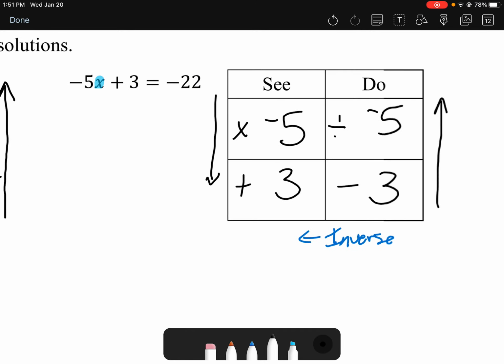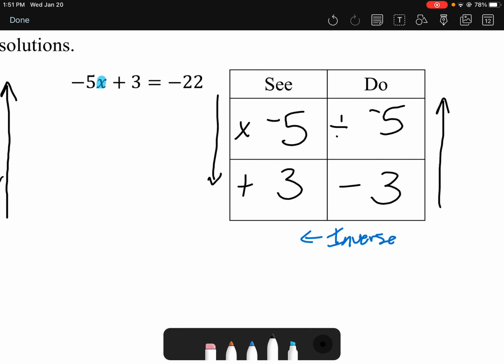Let's use the see-do table for this one. So I'm going to draw my line down here. Again, I have step 1 and step 2 here. My first step says I need to subtract 3 from both sides. So I'll do minus 3 here. And again, I have to do it to both sides of the equation. I want to make sure that they both stay equal.